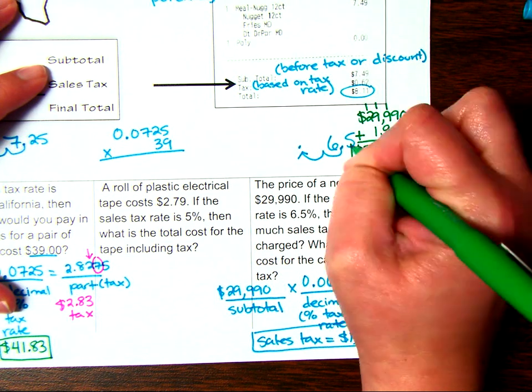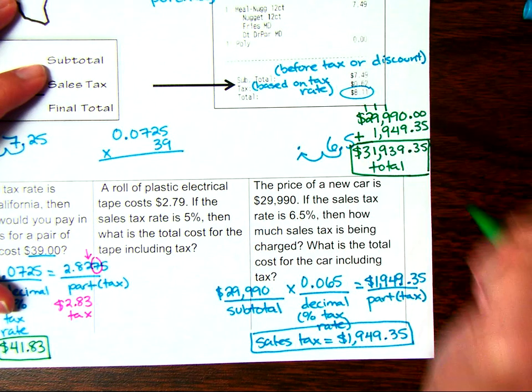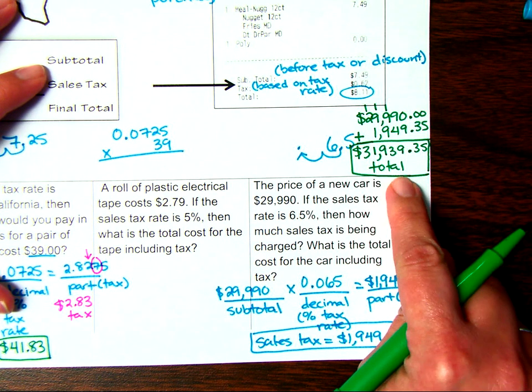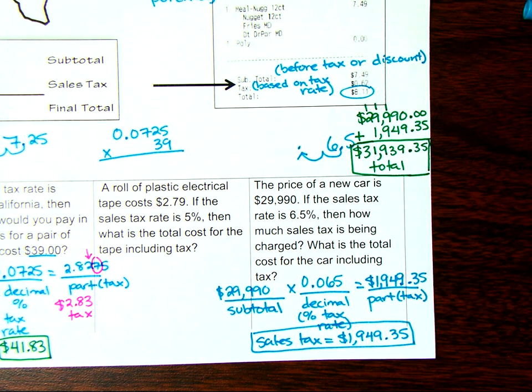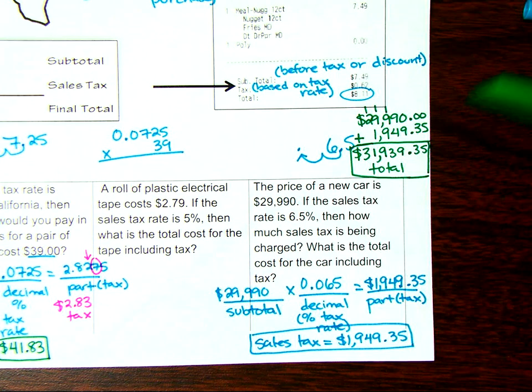Box that answer, so it's nice and easy for our teachers to see it. So $31,939.35 would be your total. So after your tax at a tax rate of 6.5%, that's how much you're going to pay.